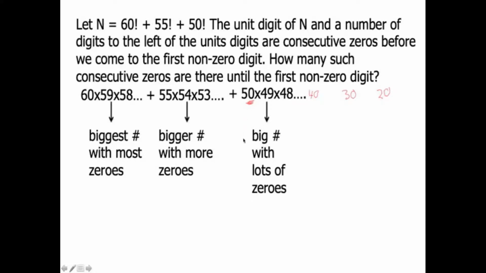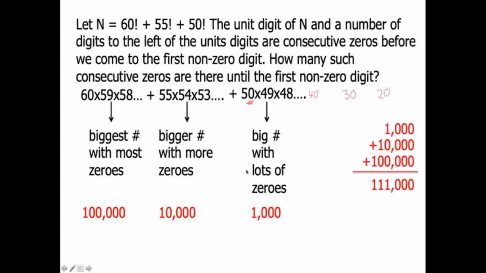So let's scale this down a little bit. Let's see what happens when we have a situation like 1,000, 10,000, and 100,000. If we were to add those numbers together, what would we get? Well, we'd get 111,000. How many zeros does that resulting number have? Well, it has 3, the same amount as the smallest number here.